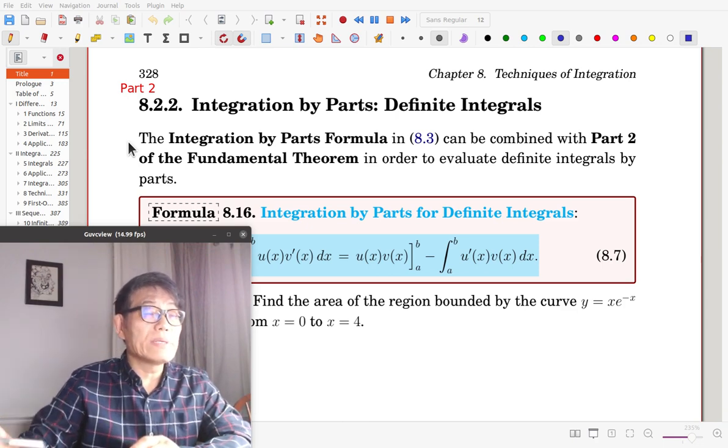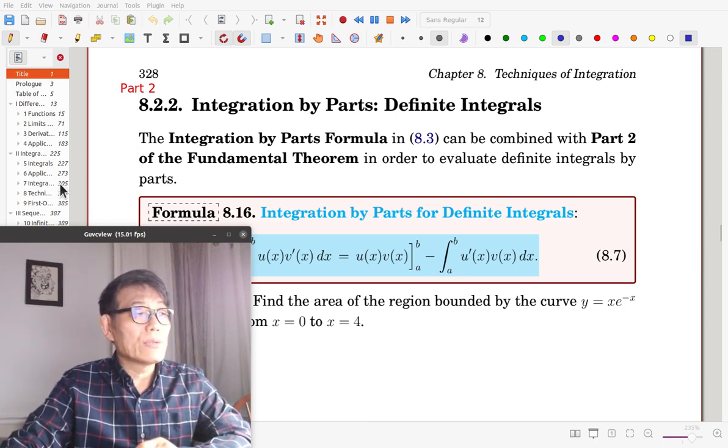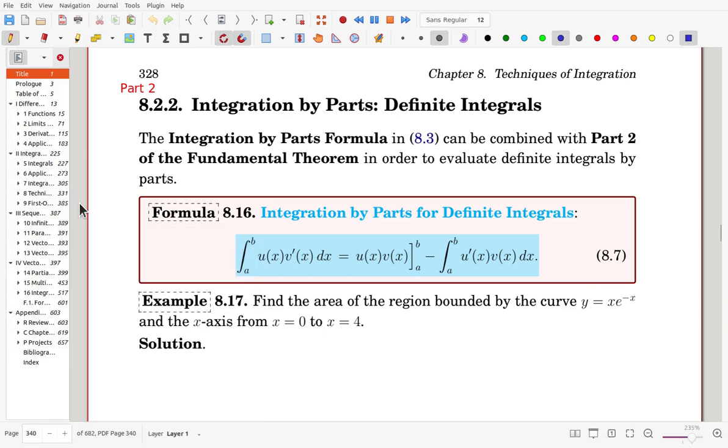For definite integrals, we can use the second part of the fundamental theorem of calculus. We find the antiderivative, then evaluate at the lower bound and upper bound and take the difference. That's the second part of the fundamental theorem of calculus, and integration by parts formulas can be combined with that.